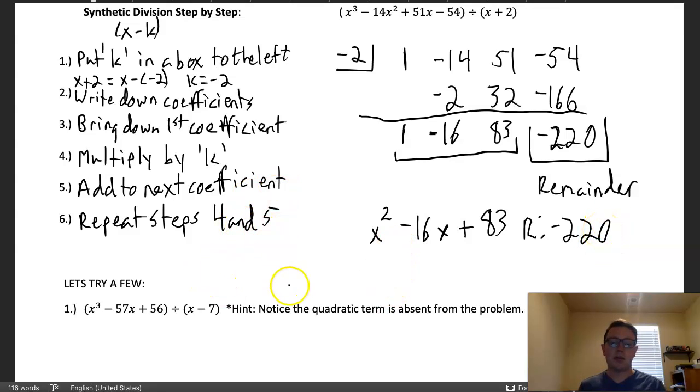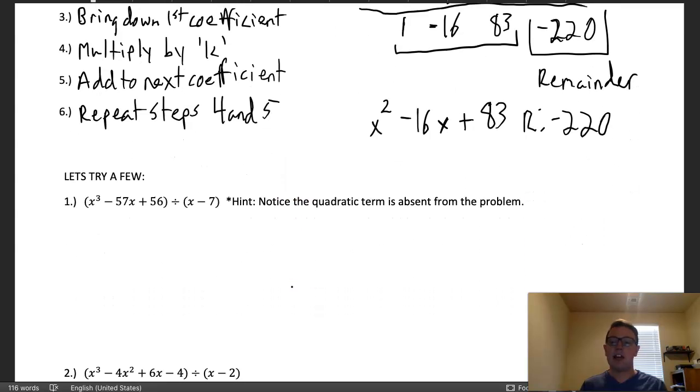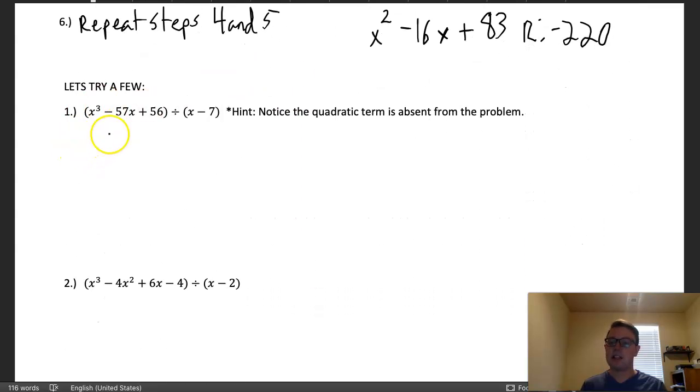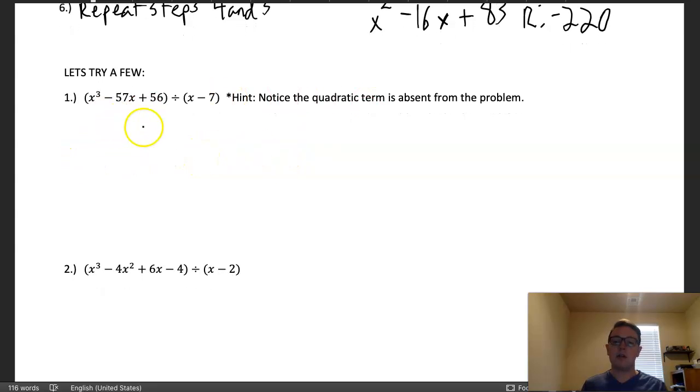Right, let's do a couple more practice problems here. First one we have is positive x cubed, minus 57x plus 56 divided by x minus 7. Now notice here, we don't have a quadratic term. What does that mean? It means we have 0x squared, so we're going to put in a 0 for that term.